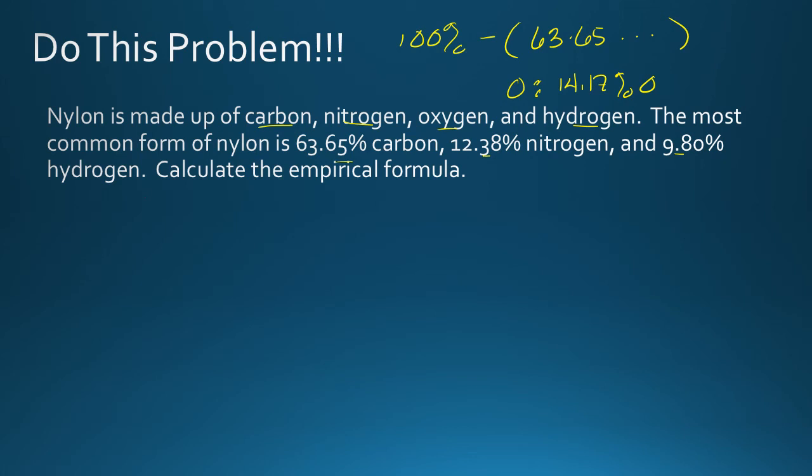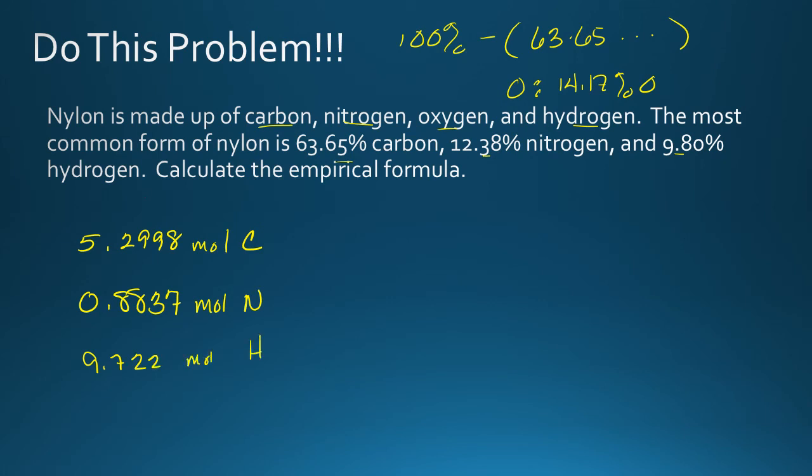If you need to pause and redo your molages, I understand. But I'm going to plow forward. So you should have gotten 5.2998 moles of carbon. No, I'm not fussed about sig figs for this. Usually the more decimals the better. Not always, but usually. Then 0.8837 moles of nitrogen. And 9.722 moles of hydrogen. And 0.8856 moles of oxygen.